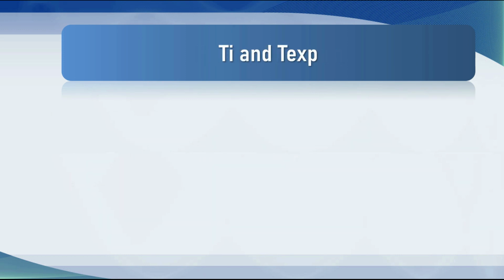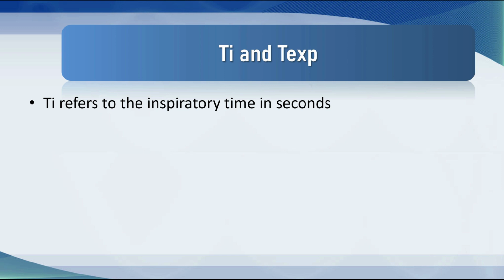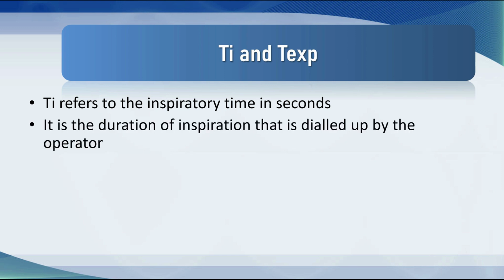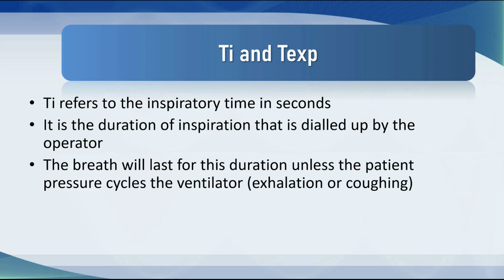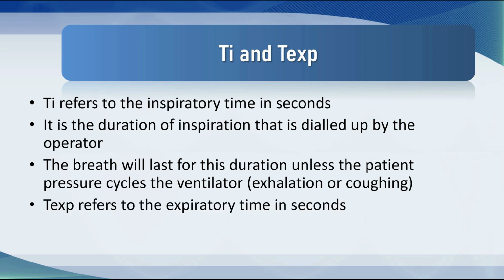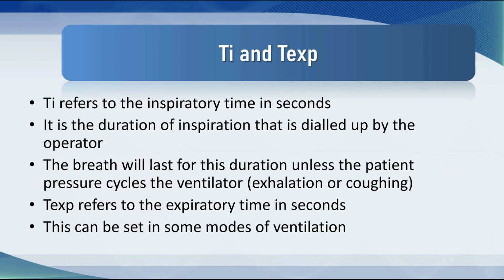The other things that you do need to be aware of, the terminology, is the inspiratory time, the I time. I'm going to put it down as the TI, time for inspiration, and the expiratory time, the TEXP. And the TI, inspiratory time, refers to the inspiratory time in seconds. It is the duration of inspiration that is dialed up by the operator. The breath will last for this duration unless the patient pressure cycles the ventilator by exhaling or coughing, for example. The expiratory time refers to the expiratory time in seconds, the TEXP, and this can be set on some modes of ventilation, particularly bilevel pressure control modes.